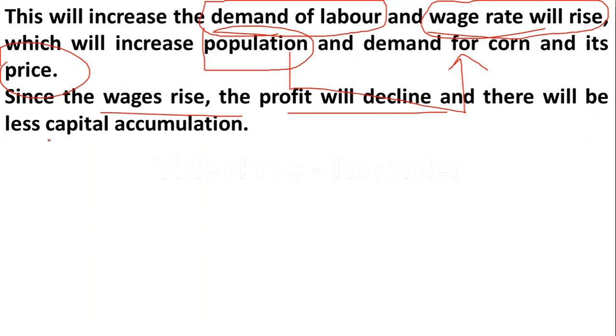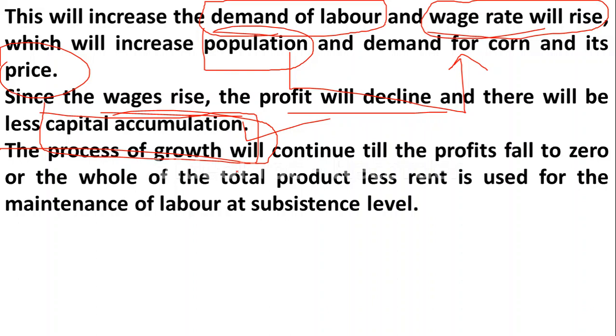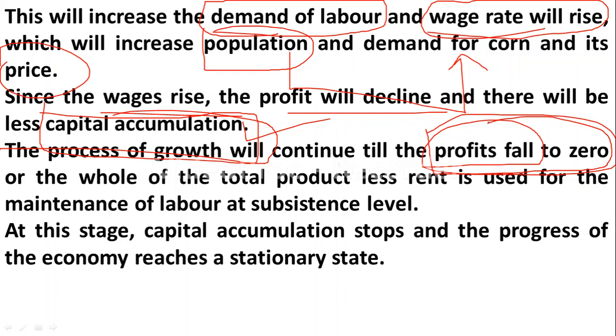So capital accumulation and wages are oppositely related. When wages rise, profit will decline, so capital accumulation will also decline. The process of growth will continue till the profits fall to zero. This economic development, this accumulation of capital, is going to continue till profits reach zero. When profits reach zero, capital accumulation will stop, and at this stage the progress of the economy will reach the stationary state.